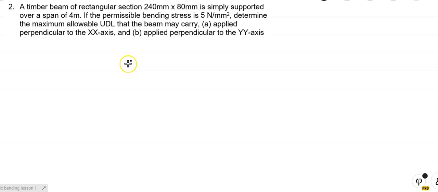That means when it's placed normally, with that side vertical and that side horizontal. That's B, that's D. And then applied perpendicular to the y-axis. That means in the second case, the beam is turned 90 degrees, where that is now placed horizontally and that is placed vertically. Just think for a moment, which one, if we place the beam this way, I'll just draw it in quickly.